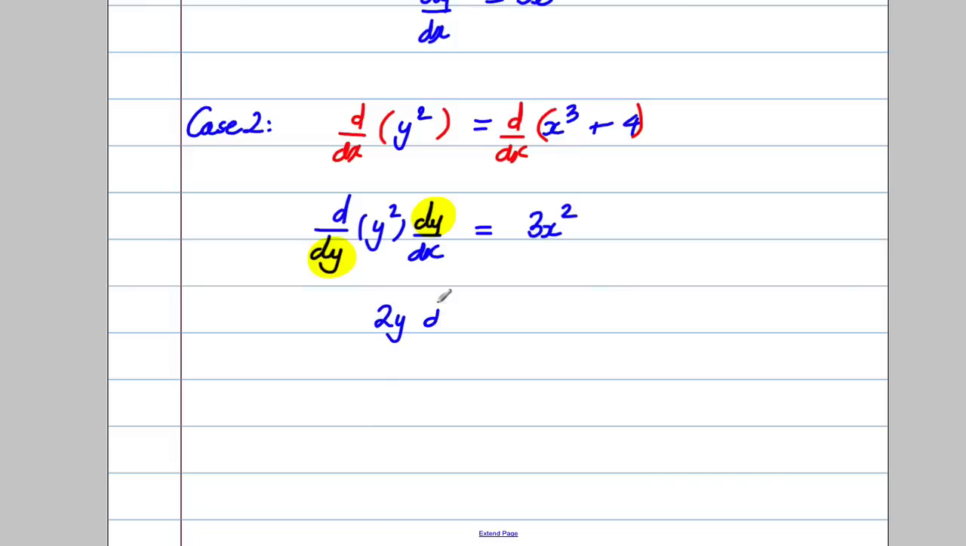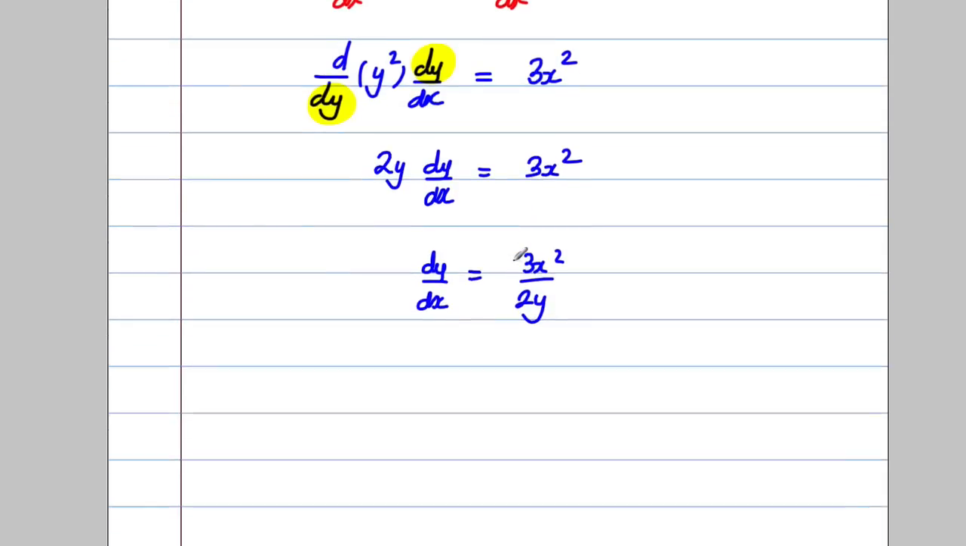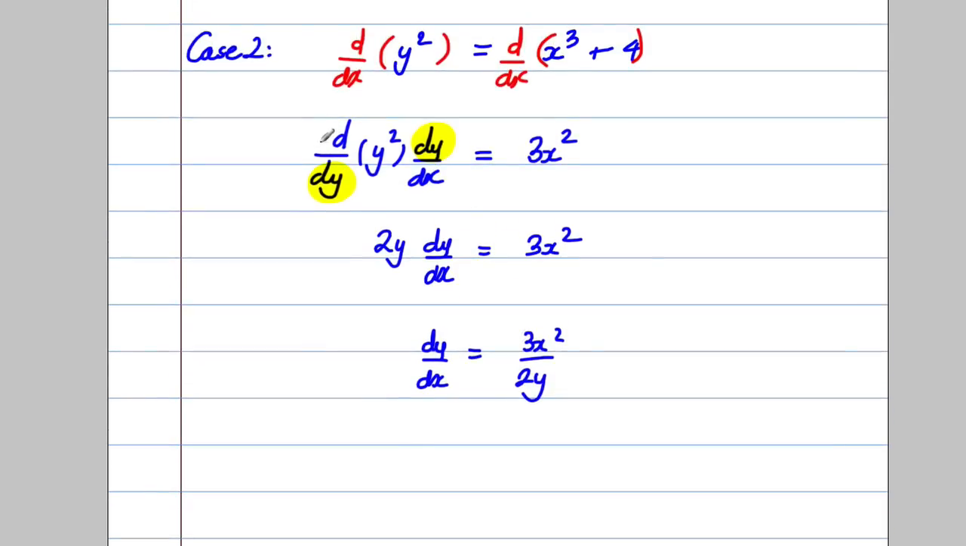So we have 2y dy by dx is equal to 3x squared. And so making dy by dx the subject, dy by dx would be 3x squared divided by 2y, provided obviously y wasn't 0. So this is when this case became really useful.